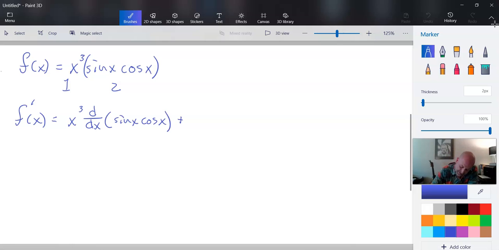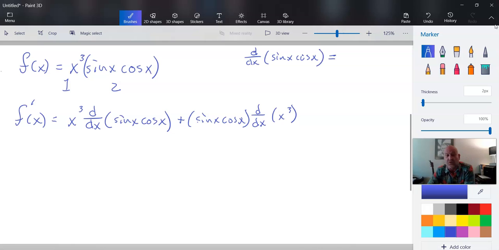Right? Plus the second, which would be sine x cosine x, times the derivative of the first. Okay, now what we're going to need here is the derivative of sine x times cosine x. So I'm just going to step out for a second and look at d/dx of sine x cosine x. This is just a side computation. This is scratch work. I'm doing it in a different area so it doesn't interfere with what I have written.